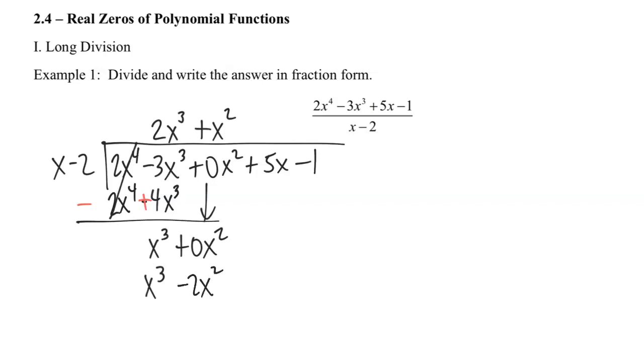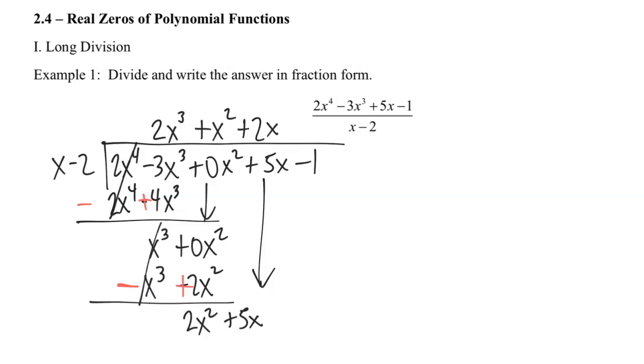I'm then going to change the signs of that last line to negative and positive, and combine the terms. So these x cubes are going to cancel. I'm going to get positive 2x squared, and then drop down the next item here, which is a plus 5x. I'm now going to divide again, so 2x squared, the lead term here, divided by the lead term here, which is x, gives me 2x. And then multiply 2x times x minus 2, so that will be 2x squared minus 4x.